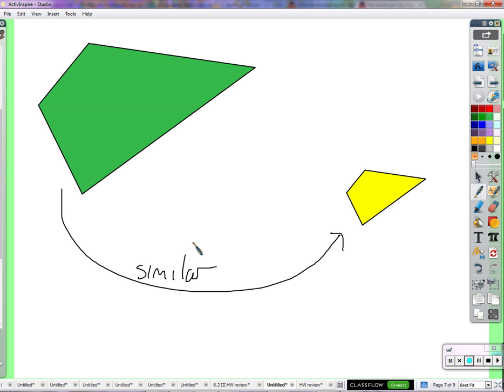Because they're not the same, but they're not altogether different. There are things that are the same about them. There are things that are relatable about them. Even though they're not exactly the same, they're similar.